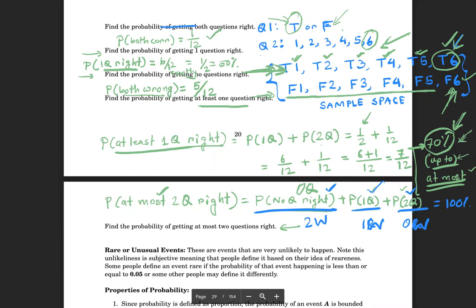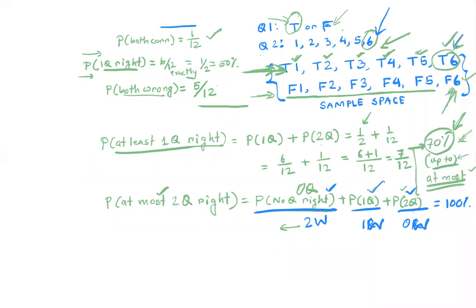You can do it by looking at the simple events. No question correct, we found it 5 out of 12. So I'm going to do it here. No question right, 5 out of 12, plus 1 question right, which is 6 out of 12, plus 2 questions right, which is 1 out of 12. If you add it, 5 plus 6 is 11, plus 1 is 12 out of 12, which is 1, which is 100%.